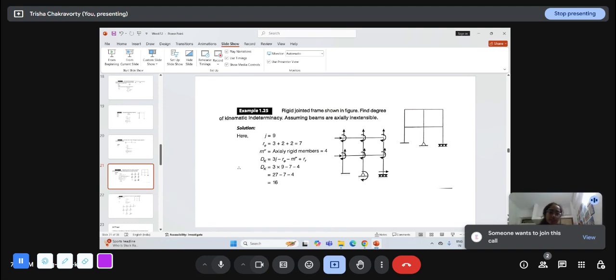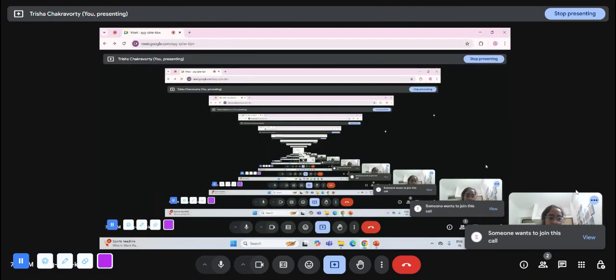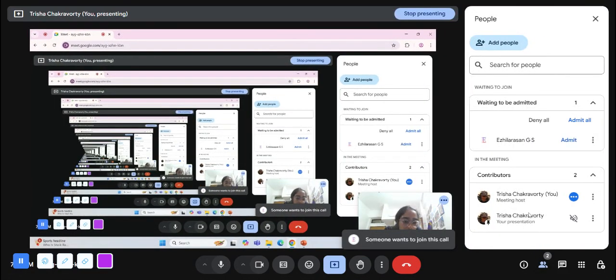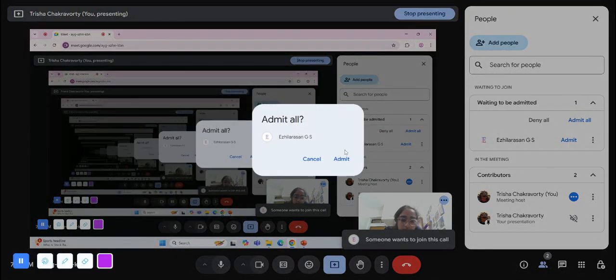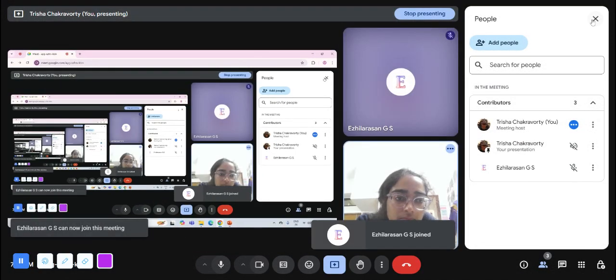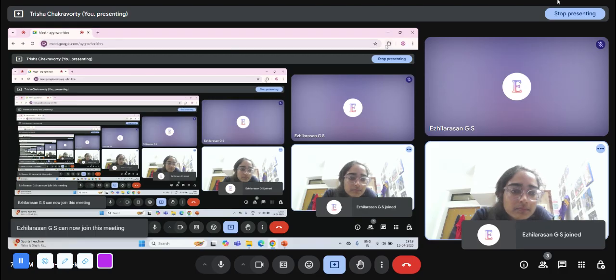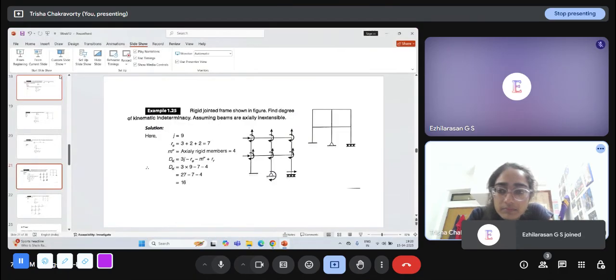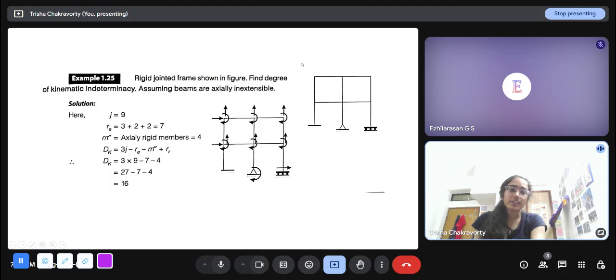This support reaction is a fixed reaction, so there are three unknowns from here, two from here, and again two from here. In another support, one is the y direction translation is restrained, and the rotation is also restrained if there are three wheels. In a normal roller, there are two wheels, so rotation is free. So that's how we calculate the number of reactions here.